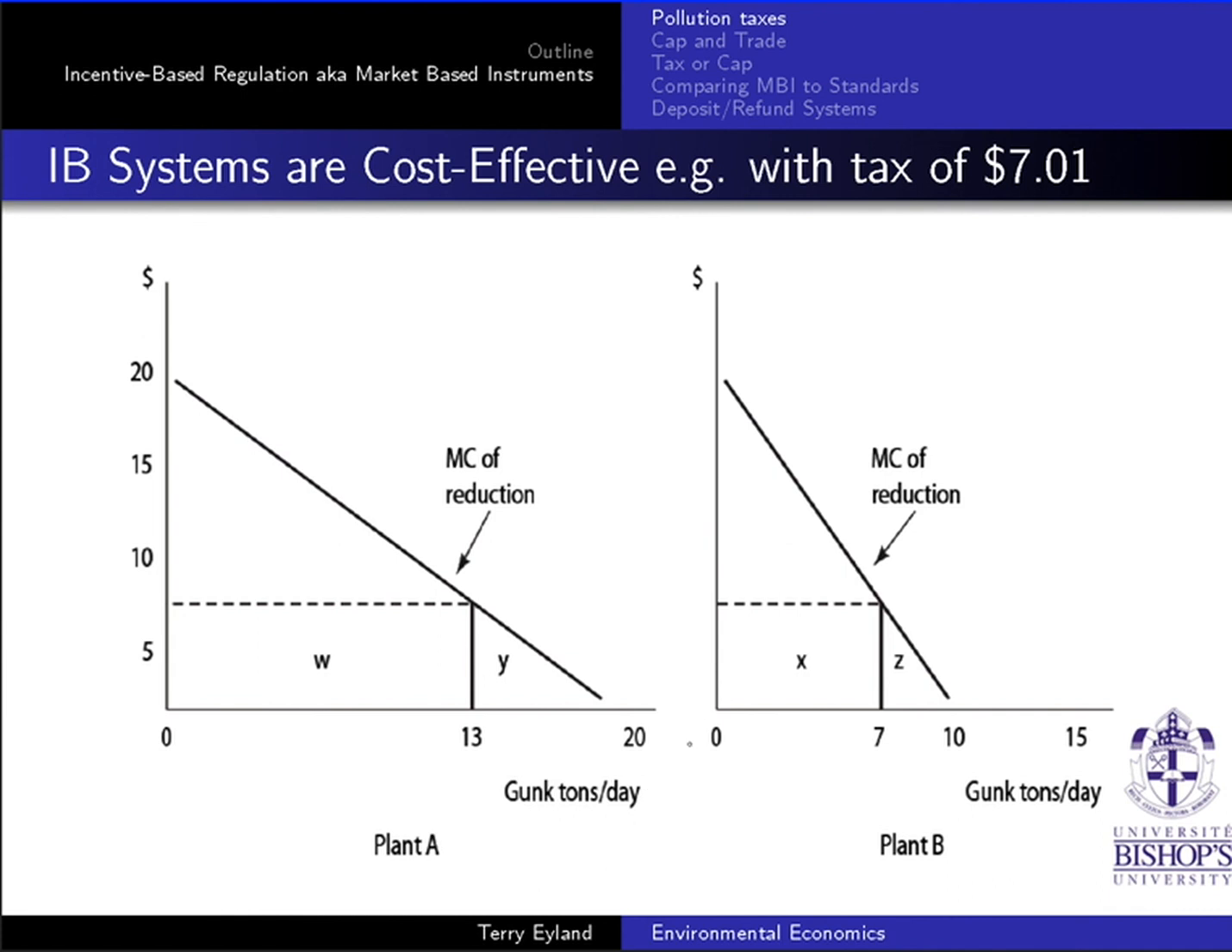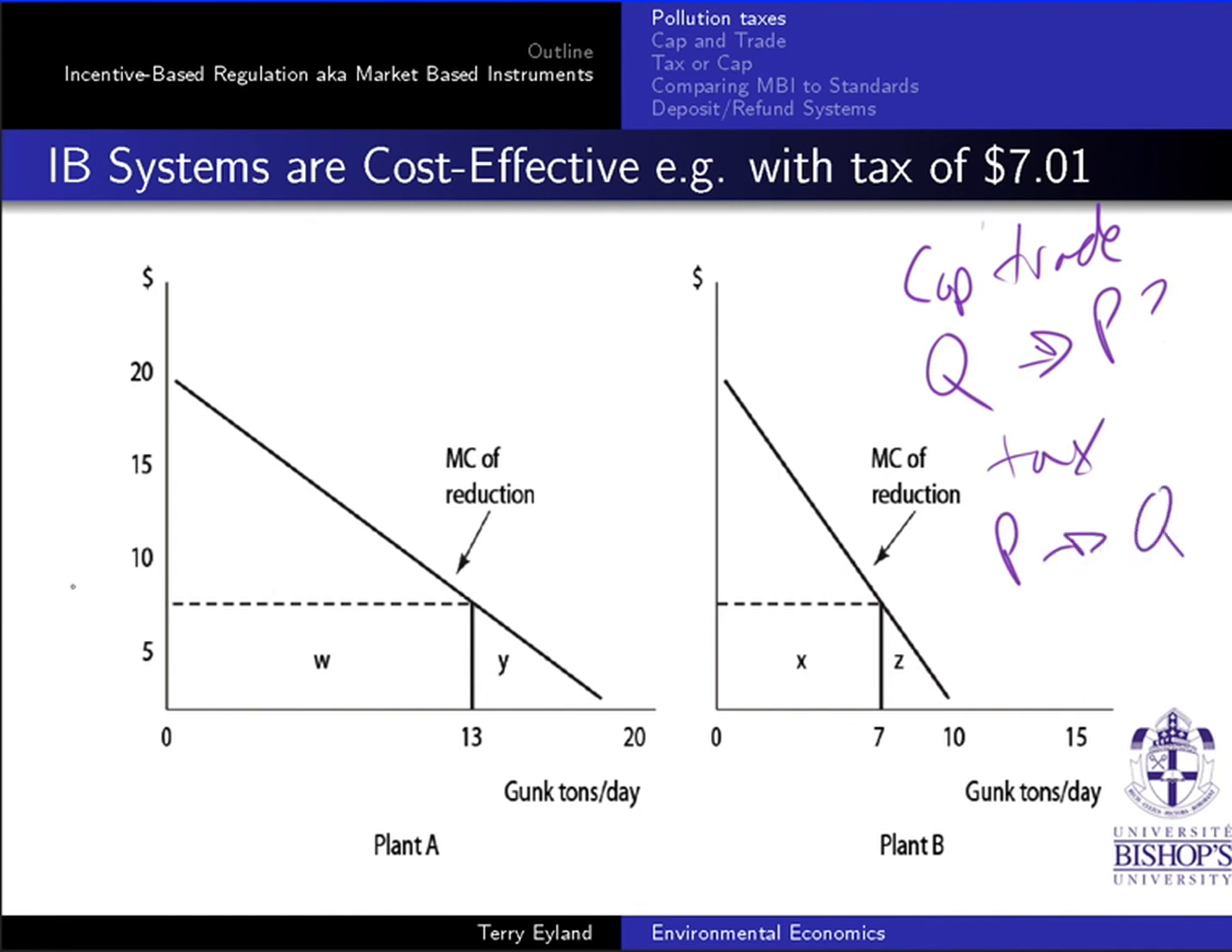If we want to reduce gunk further, we want to make sure that the marginal cost of reduction of that last unit is the same. So when we assume that we want to reduce a certain quantity, so when we use a cap and trade system, we know the quantity, but the price that it's going to become is undetermined. Whereas if I use a tax system, I know the price, but the quantity is not sure. So let's say right now I say, what would happen if I had a price of $10.50? So this is my price.